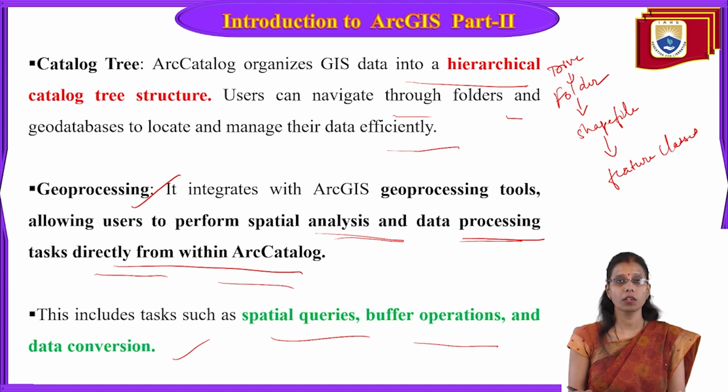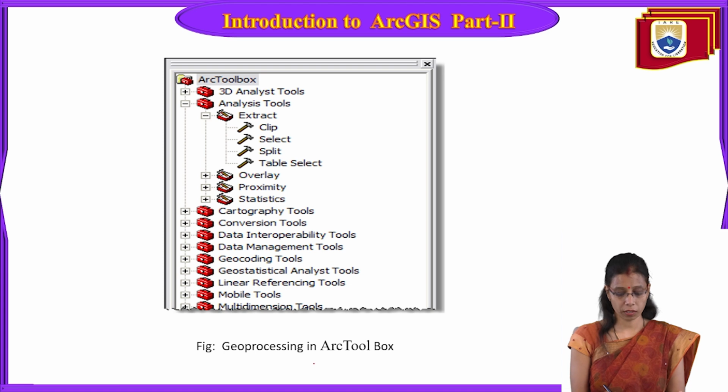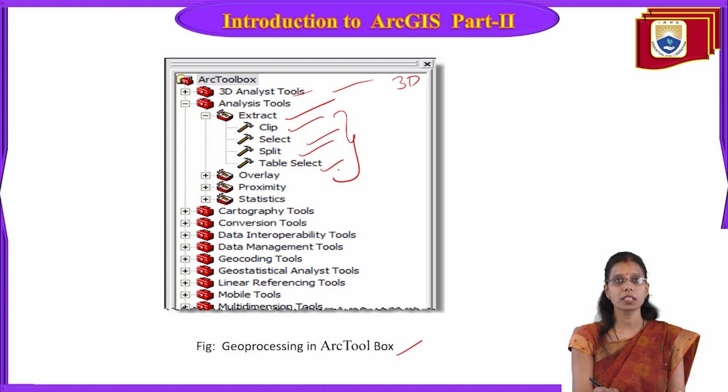So from ArcCatalog itself, you can just go with the geoprocessing tool. So how does this geoprocessing ArcToolbox look like? Geoprocessing means you can just go with these processing tools, like 3D Analyst if you want to convert it into 3D, or if you want to extract, like clip, select, split, table select. So if you want to do all these processing directly, we can go through the geoprocessing from the ArcCatalog.